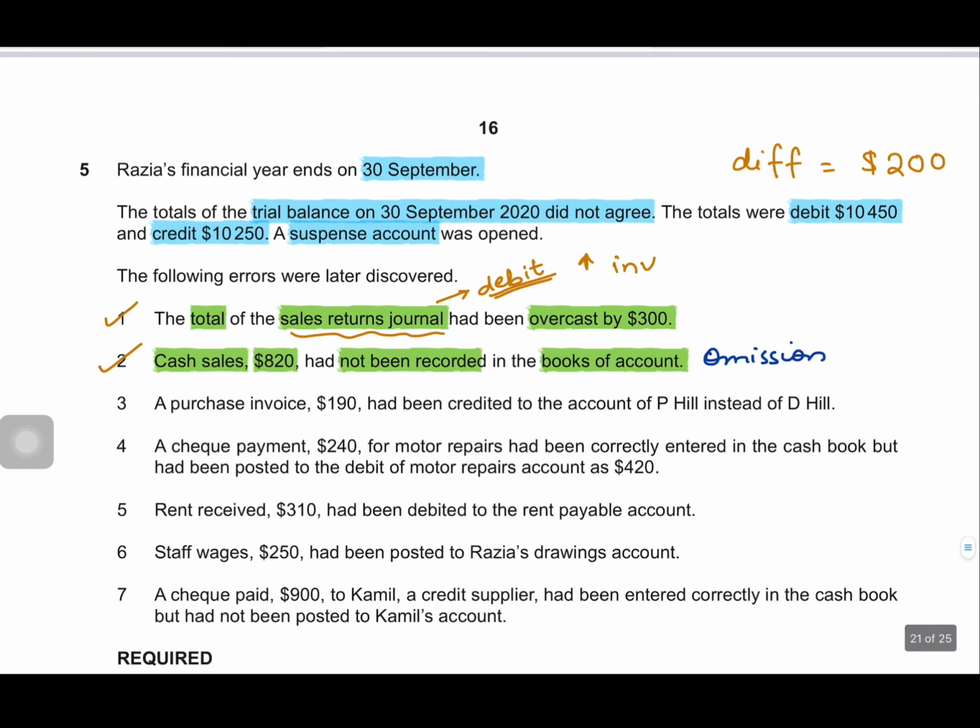It says a purchase invoice of 190 had been credited to the account of P Hill instead of D Hill.